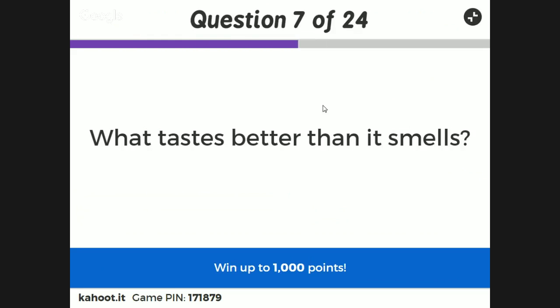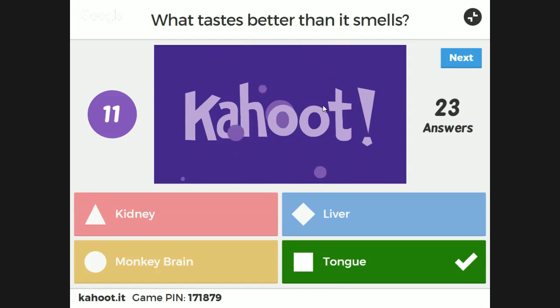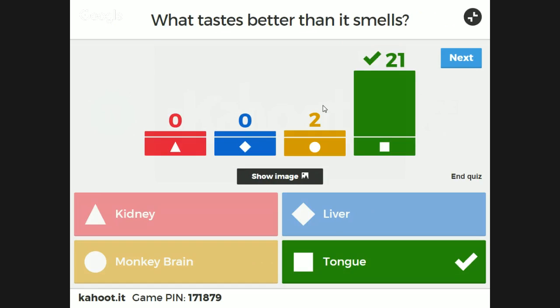What tastes better than it smells? Now you know what happens when you say the answer out loud, don't you? There we go. Okay. So I'm assuming that the two of you who actually have monkey brain have had monkey brain. I'm just going to throw that out there, right? I won't ask who that is. But let's see what our leaderboards say.